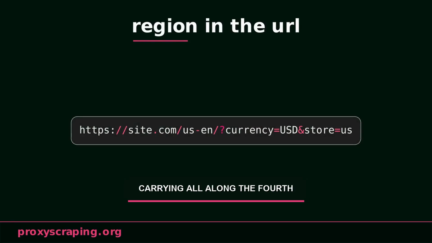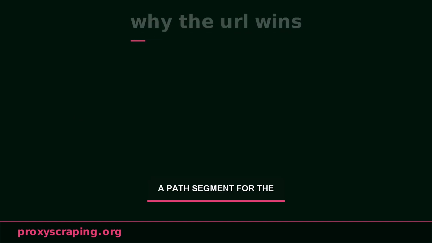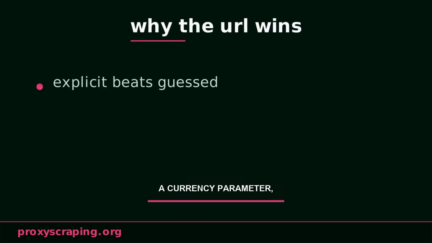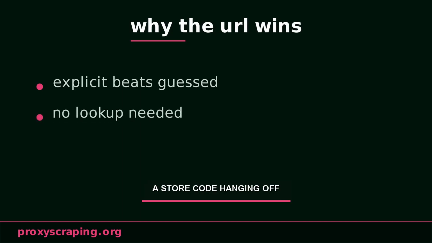The parameter you are carrying all along. The fourth one is the dumbest and takes about 10 seconds to rule out. Plenty of sites put the region straight in the URL. A path segment for the locale, a currency parameter, a store code hanging off the query string.